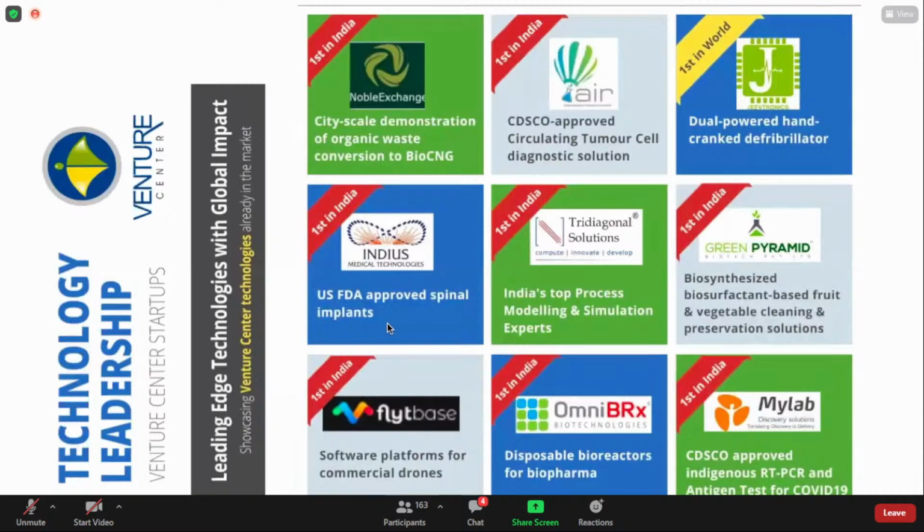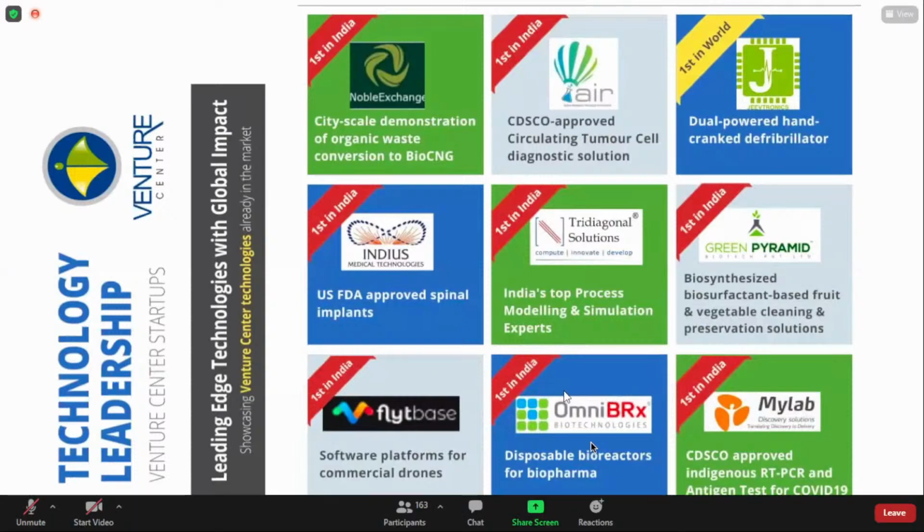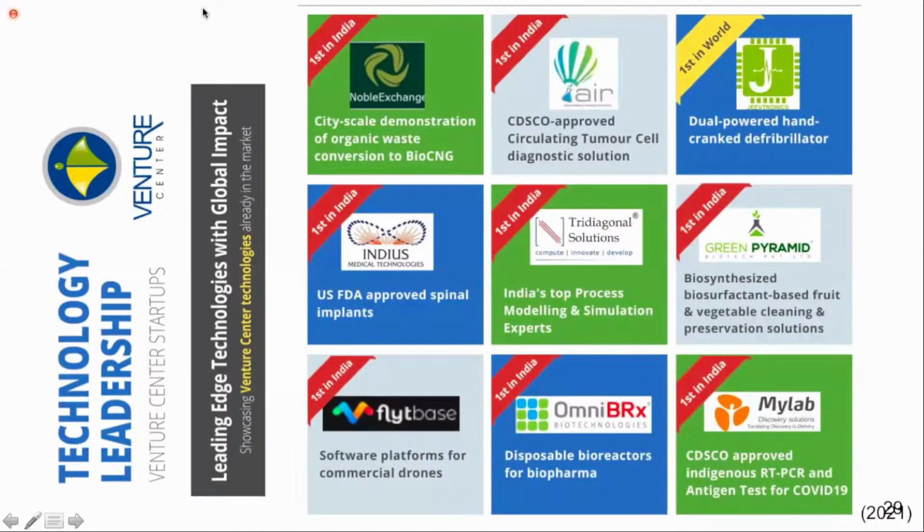US FDA approved spinal implants, India's Medical Technologies, running from Pune, Parvati Industrial Estate, or Tridiagonal Solutions, a startup which originated from NCL, Green Pyramid, another startup from NCL as well, Flightbase, which is a drones company, first software platform for commercial drones, or this one, which is going to make waves shortly, is already serving a lot of our vaccine manufacturers. There's OmniBRX, which is single-use disposable bioreactors for biopharma.